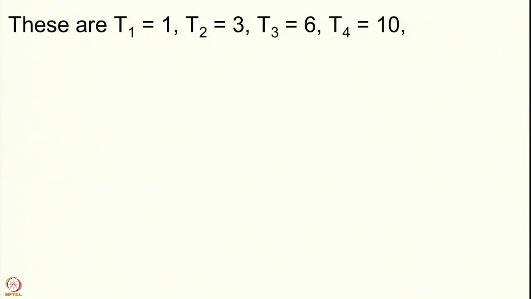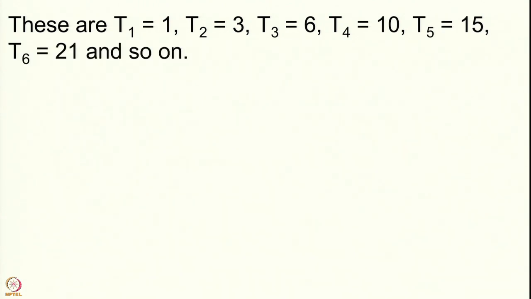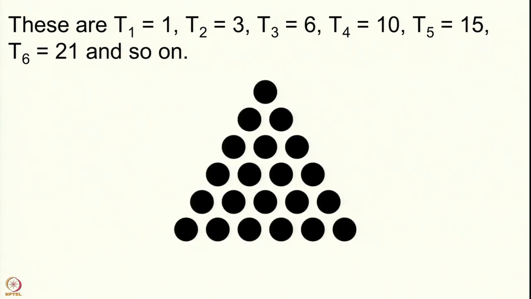We can look at other geometrical figures. Let us start with triangles. So, we have triangular numbers. These are T1, which is 1, T2, which is 3, T3 is 6, T4 is 10, T5 is 15, T6 is 21, and so on. And let me give you a figure to represent the triangular numbers.